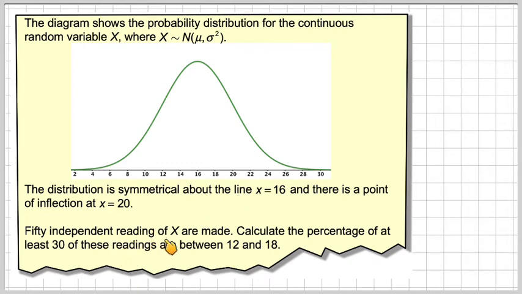50 independent readings of x are made. Calculate the percentage chance that at least 30 of these readings are between 12 and 18. So the first thing to do is to write down the mean and the standard deviation of the distribution. So the mean is 16 and the standard deviation is 4, 20 minus 16, the point of inflection.